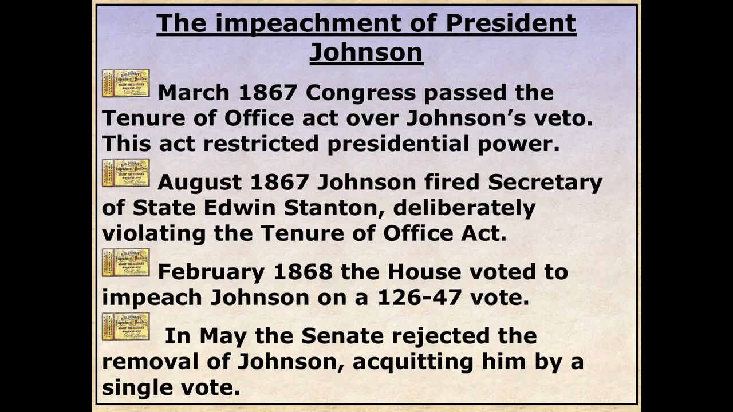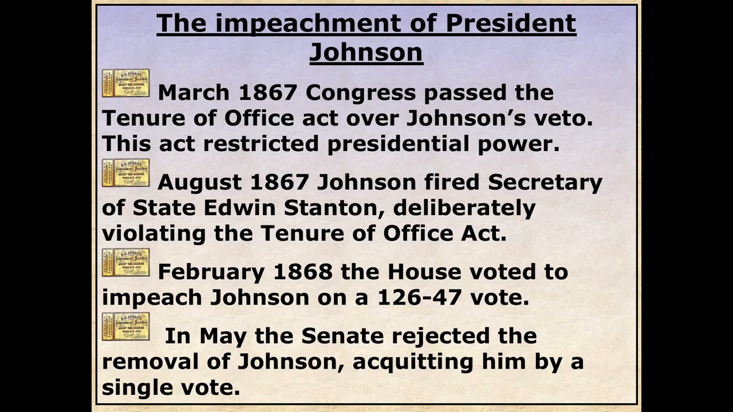So here's where things finally get to a head. Remember, impeachment was not done to President Andrew Jackson, but it is done to President Andrew Johnson. Here's what happens. In March of 1867, they passed the Tenure of Office Act, which restricts presidential power to remove Edwin Stanton as Secretary of War. So when Johnson fires Edwin Stanton, he's violating that Tenure of Office Act. It's a technicality, basically.